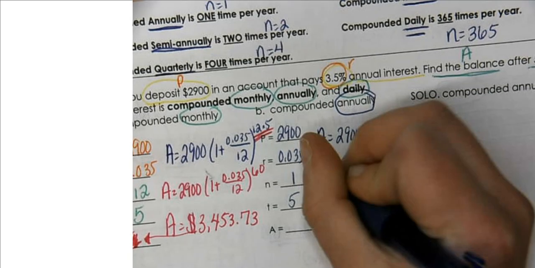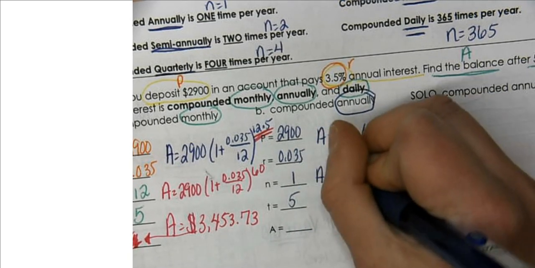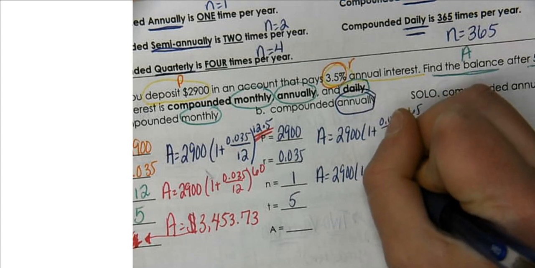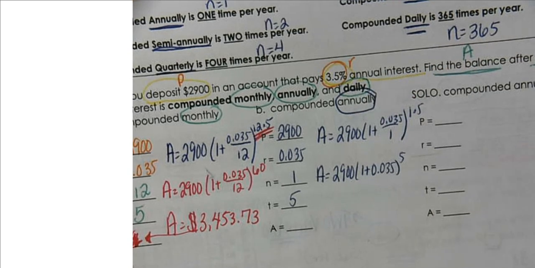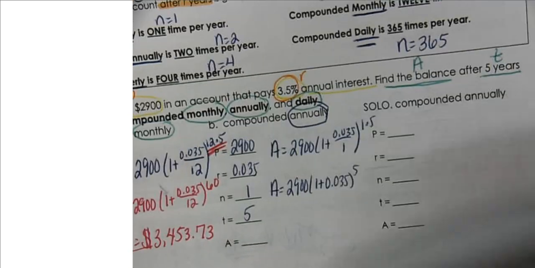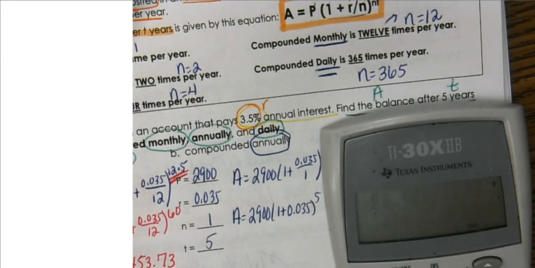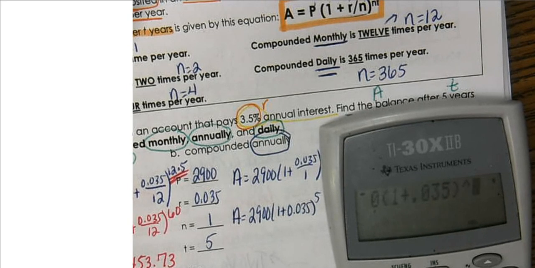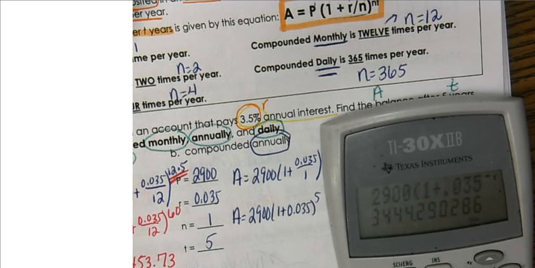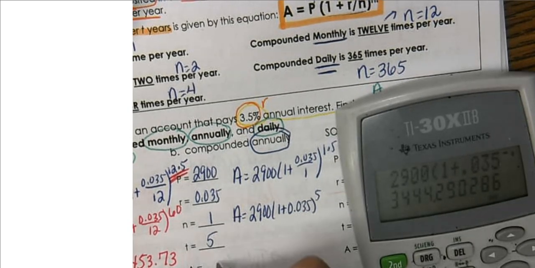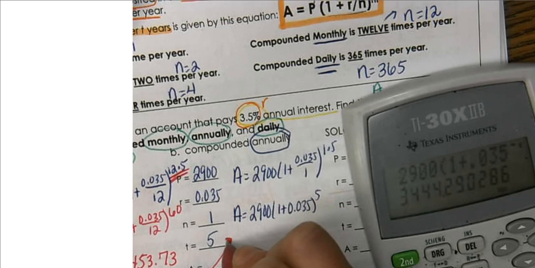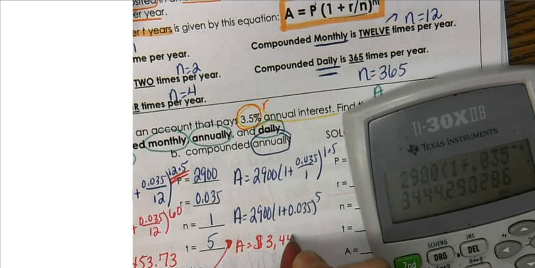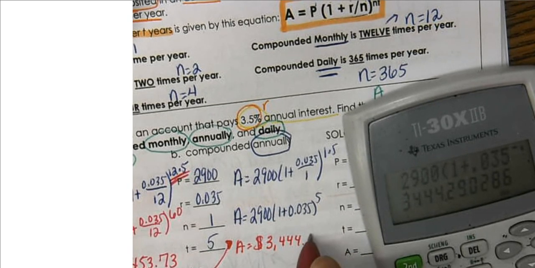So I'm going to put into my calculator A is equal to 2,900 times 1 plus, and anything divided by 1 is just itself, 0.035. And 1 times 5, once again, is just itself, so I'm going to raise it to the 5th power. So in my calculator, I'm going to write in 2,900 times 1 plus 0.035 raised to the 5th power. So I'm just putting that into my calculator exactly as I see it. And my final amount is going to be dollar symbol first, $3,444.29.